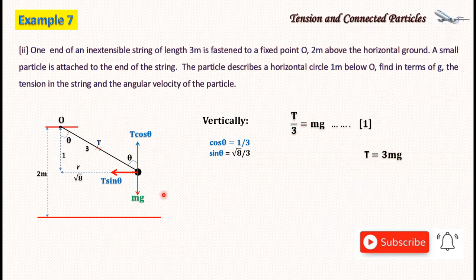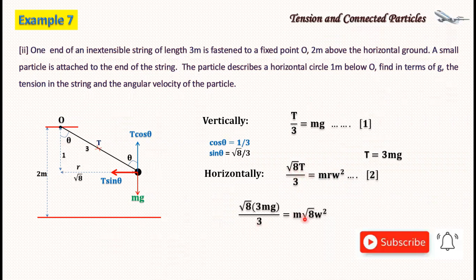For the horizontal component, T sine theta should be equal to m r w squared, where r w squared is the centripetal acceleration. Whenever you're talking about horizontal and vertical circles, talk about the centripetal acceleration, which is the acceleration for particles moving in circular paths. So the centripetal force is given by m r w squared, or m v squared over r.